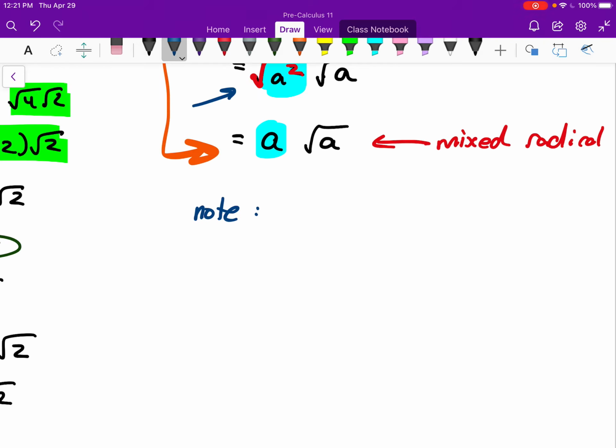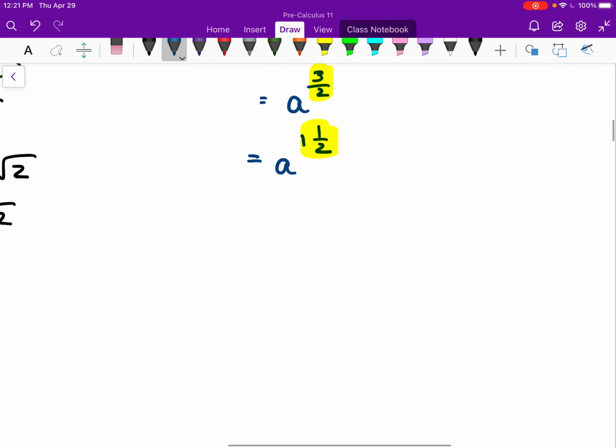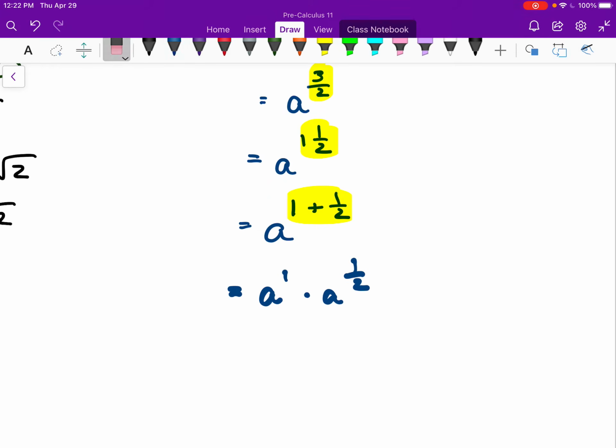If I go back to what I started off with, it was a square root of a cubed. Well, using what we learned about exponents, I could rewrite this as a to the power of 3 over 2, which is the same as a to 1.5. Well, this may seem kind of silly, but the number 1.5 is the same as 1 plus a half. That's what 1.5 means. And I'm adding numbers inside my power, which means I can write this using exponent laws kind of backwards as a to the power of 1 times a to the power of a half. And for some reason, again, my marker went super thick.